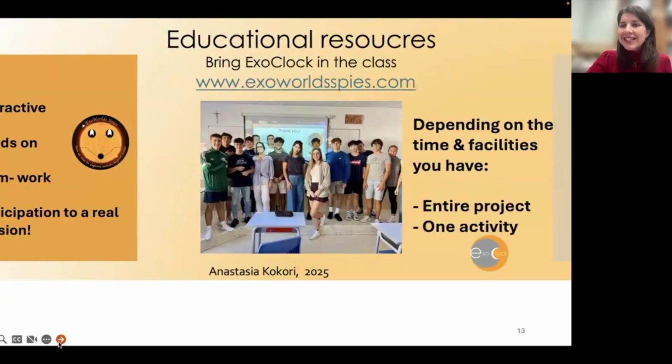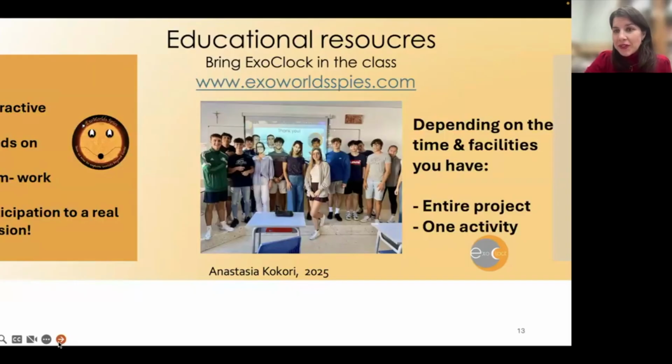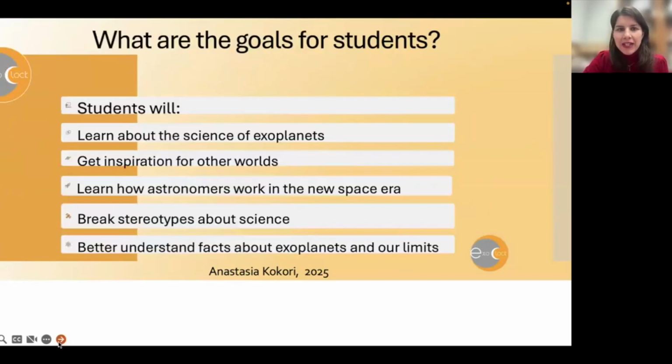Let's come now into the class and how you can become part of this community and bring ExoClock in the class. Real science, real exoplanet science. Now, depending on the time you can dedicate to that, you can become directly part and contribute to the project with a small telescope and dedicate a few observing hours, or you can do a smaller activity. What will students learn out of this?